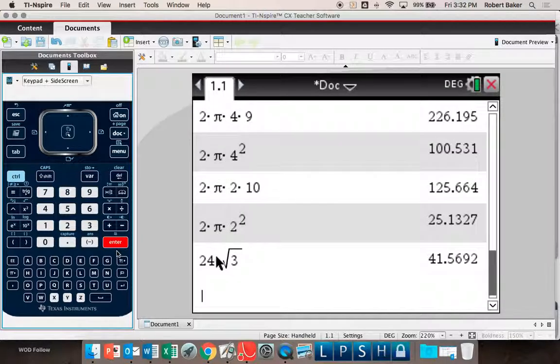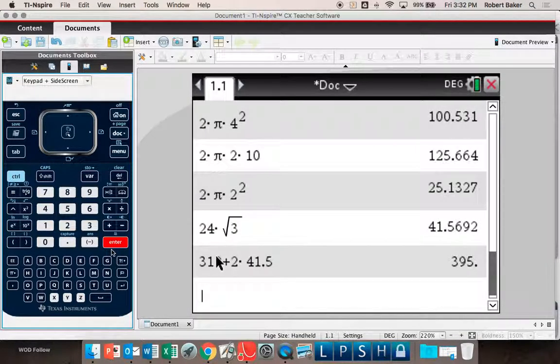So I'm going to do the lateral surface area plus 2 bases. 395. That's the total surface area. What did you round it to? I just put 41.5. Really, you should use the whole decimal, but yeah, whatever. 395.